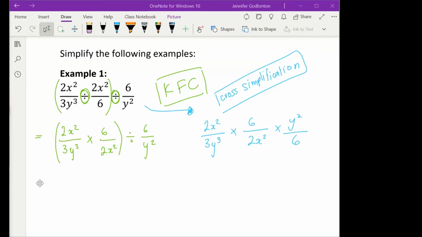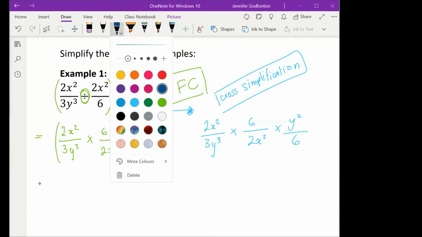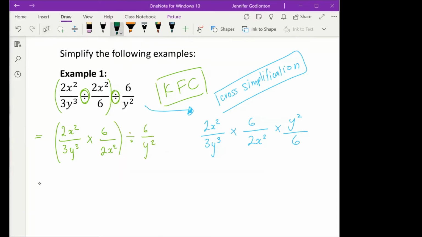Okay, so at the moment, you're just looking at cross simplification. So let's have a look. Get this green one in here. If I'm cross simplifying here, I'm going to say, well, 2 goes into itself, so they will cancel each other out. And my x squareds are going to cancel each other out, so that's already done. And then I can say, well, 3 goes into itself once and into 6 2 times. So I land up with 2 over y cubed.